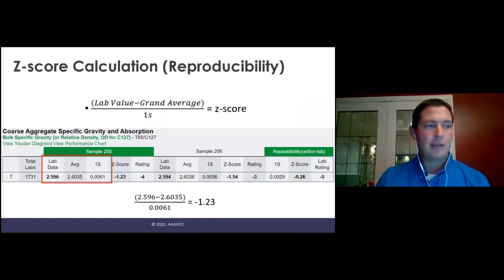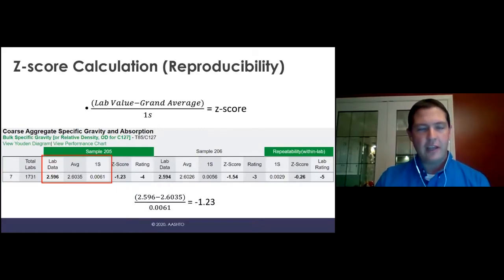Okay, so if we do that math in this situation for this aggregate sample 205, 2.596 minus 2.6035 divided by that standard deviation gives you a z-score of minus 1.23. And going back to that bell curve and an explanation of how the z-score determines the rating, that z-score is beyond one standard deviation, but within a standard deviation and a half. So that gives us a rating of a -4, as you can see on that data sheet.